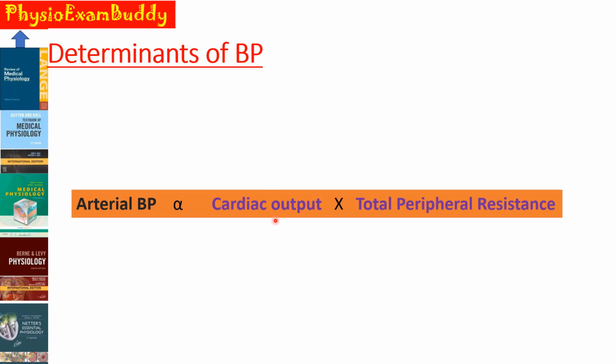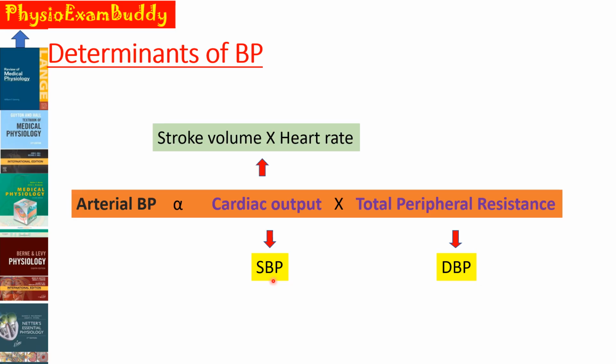Cardiac output is the main determinant of systolic BP, whereas the total peripheral resistance is the main determinant of diastolic BP. So factors affecting cardiac output, like stroke volume as well as heart rate, will determine the systolic BP, whereas the factors affecting the diameter of the arterioles will affect the total peripheral resistance and thereby the diastolic blood pressure.